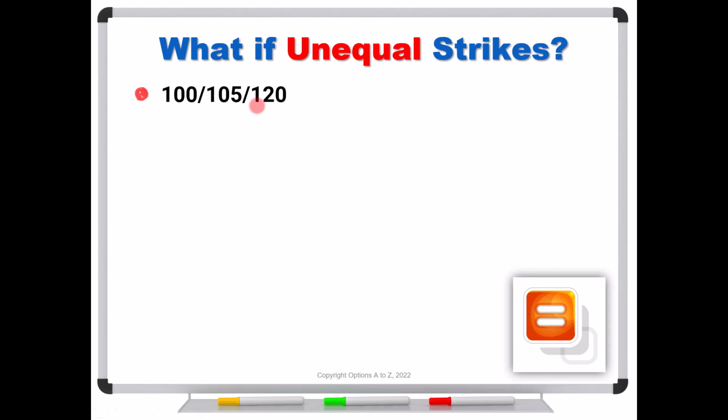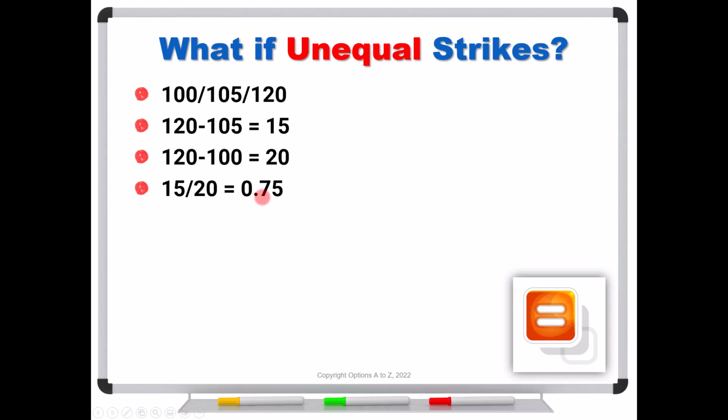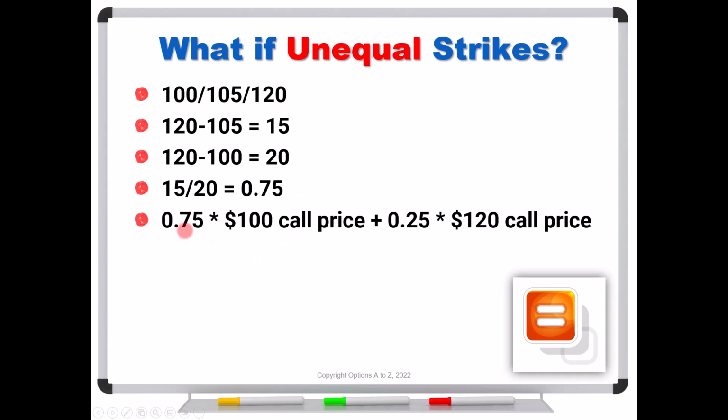Well, yes, but here's where we have to make a little tweak. We can't just take the average of the outer 2. We're going to take the outer strike minus the center, or 120 minus 105, which is 15. Then we're going to take the outer strike, 120 minus 100, and that gives us 20. And then we're just going to divide them out. 15 divided by 20 is 0.75. This will give us the weights of these outer strikes. So we're going to take 0.75, or 75%, of the value of the first strike, the 100, plus 25% of the 120. So now these are going to be the weights.